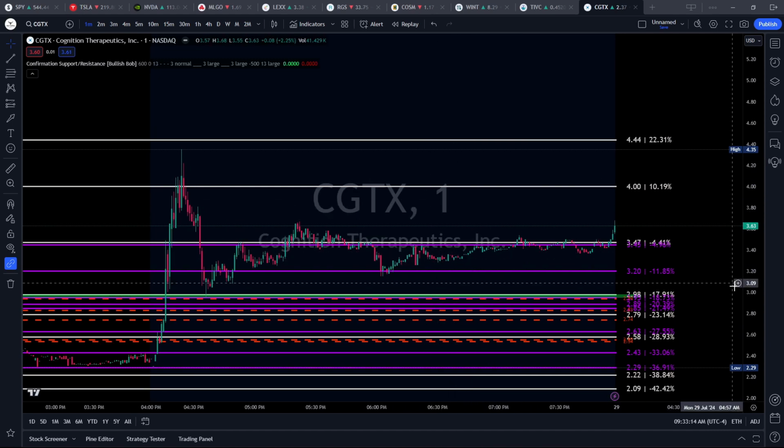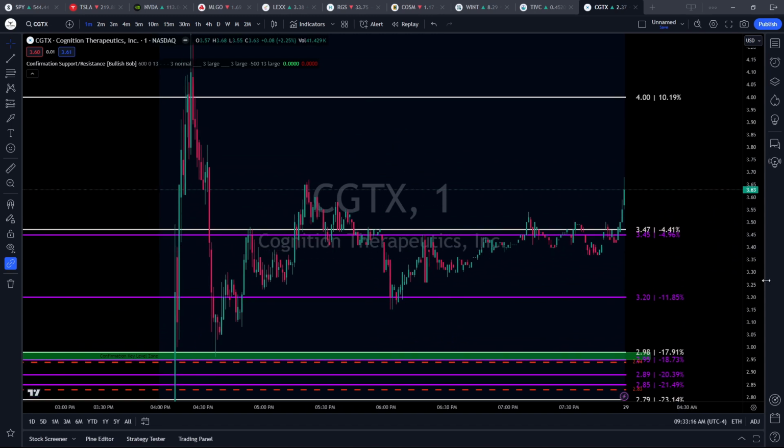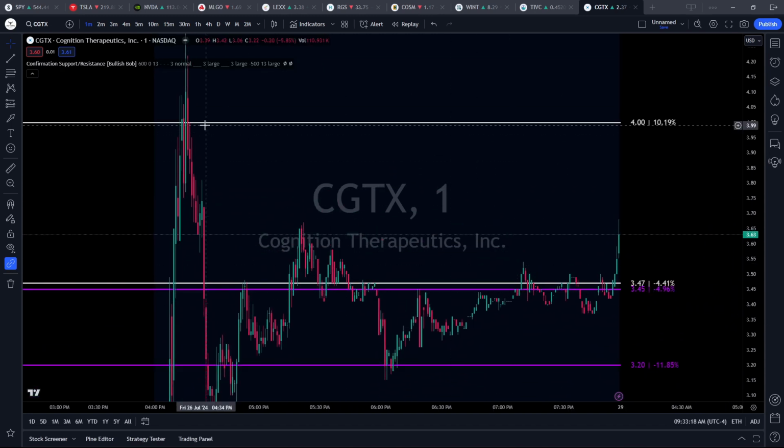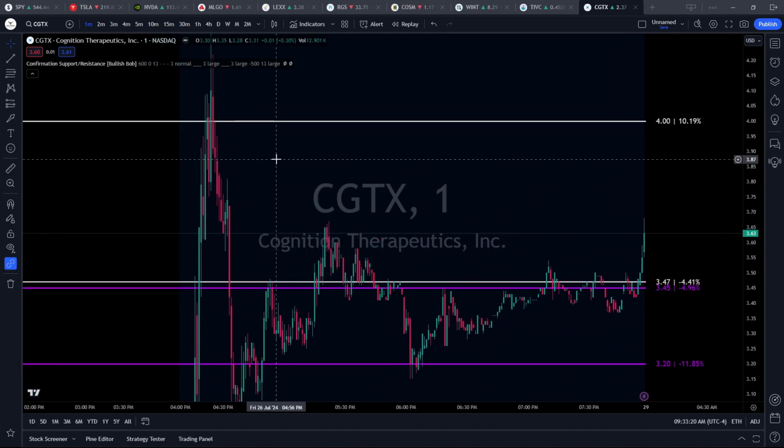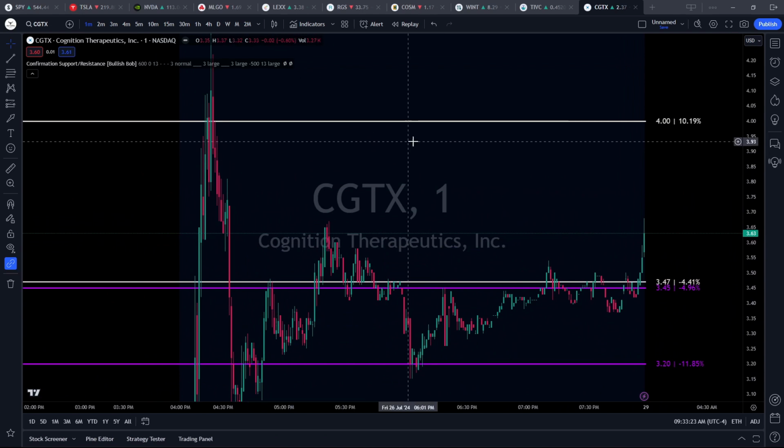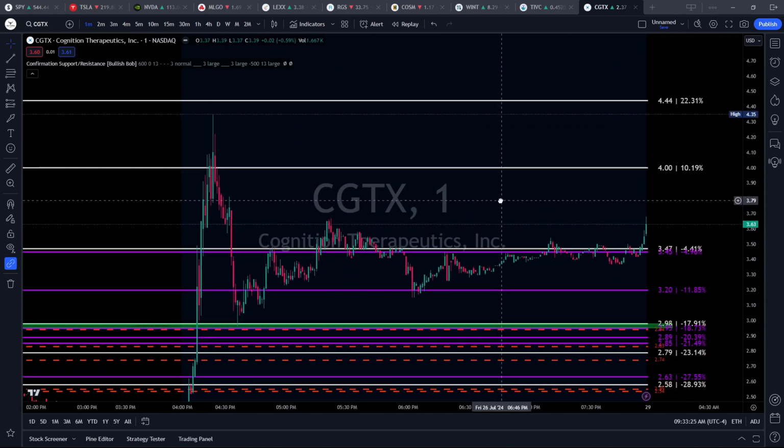So if we close over, say, this line here at 347, then what I'm looking for is it to hit this line here at $4, right? We've got a clear indication of where our resistance levels will be coming in. And so I like to take profit just below our resistance levels, and then I like to hold a lotto. If you've been trading with me for years, then you know that I like to trade into our resistance levels, predetermined levels, and then hold a lotto in case I feel there's continuation.